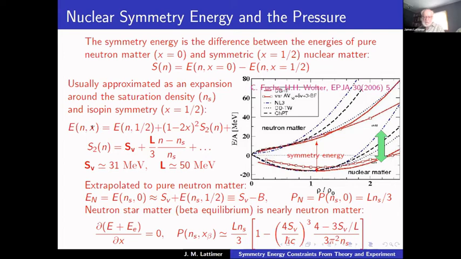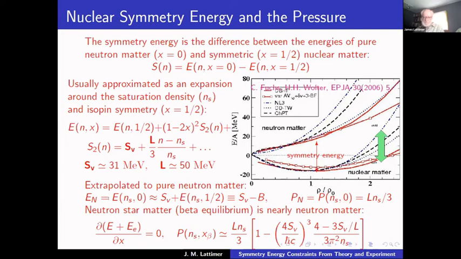In other words, if we expand the energy of nuclear matter as a function of density and expand in terms of its proton fraction, you can expand around symmetric matter. The lowest order term is, of course, a quadratic term, and we only need to keep this second order term. Other terms are relatively small. Furthermore, the second order term can be expanded in density around the saturation density, and those 2 main parameters are the symmetry energy at saturation, around 31 MeV, and the slope parameter, so-called L, which is in the neighborhood of 50 MeV.